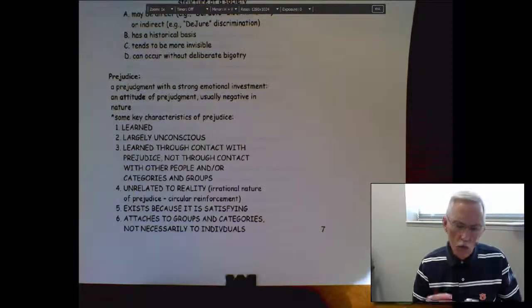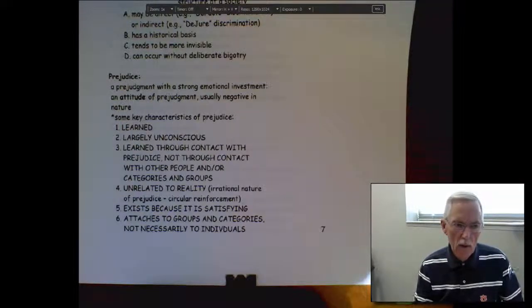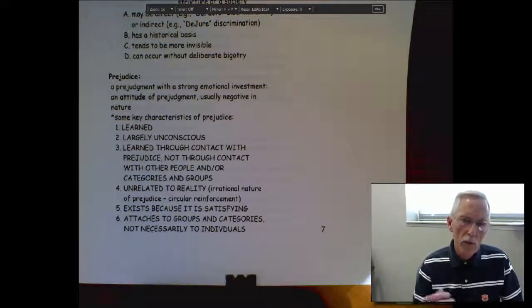The attitudes we harbor toward other groups and categories of people are based far more on our contact with attitudes from others around us. Now, if that's confusing, I'll put it this way. We learn prejudices first, long before we ever have contact with the people toward which we direct our prejudices.